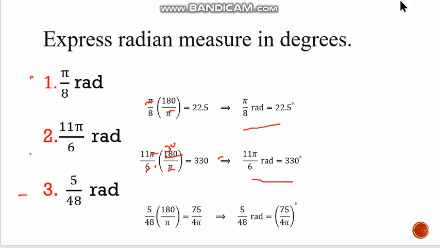Last is 5 over 48 rad. So 5 over 48 times 180 over pi. So that's 5 times 180 over 48 pi. Let's simplify that. That's 75 over 4 pi. So 5 over 48 rad is equivalent to 75 over 4 pi degrees.